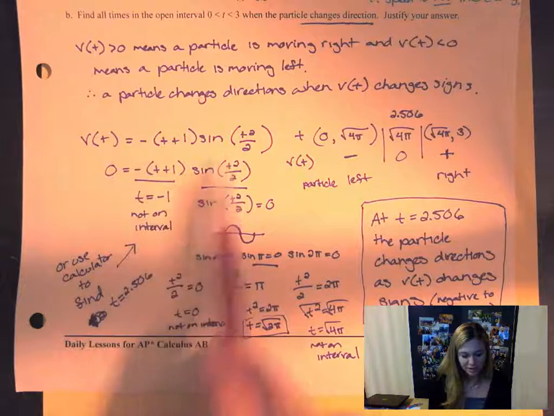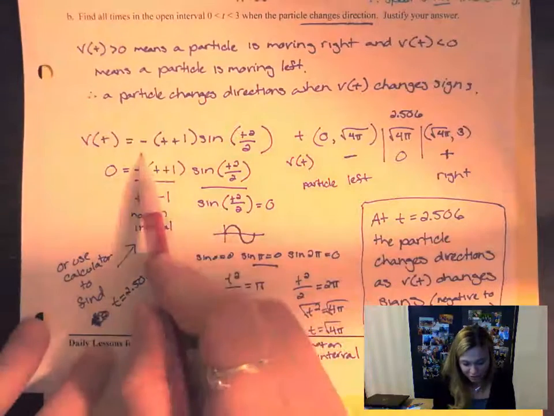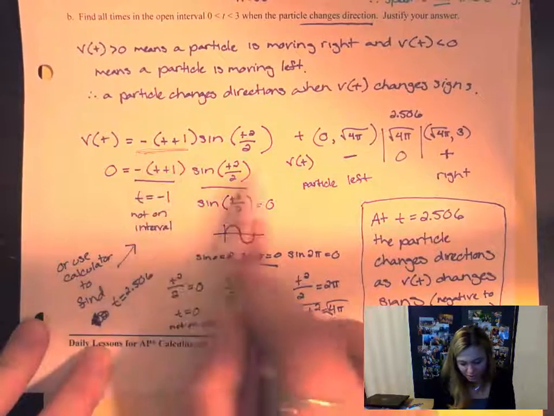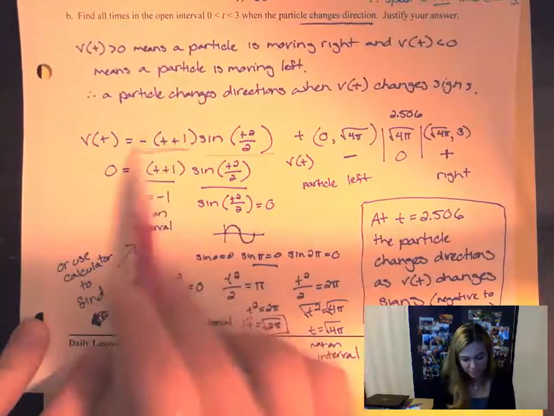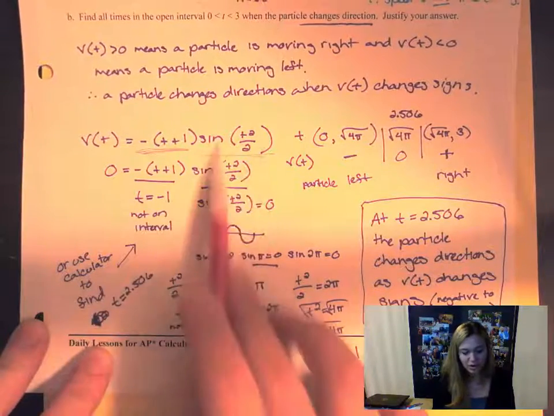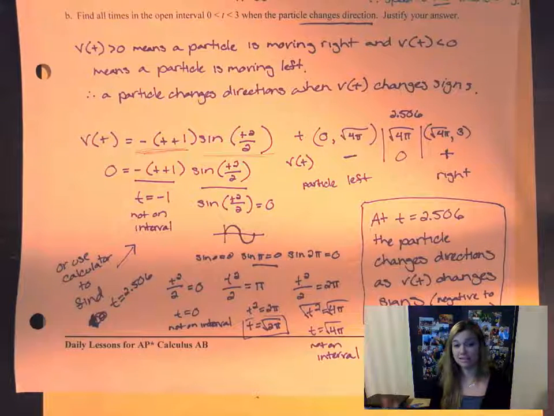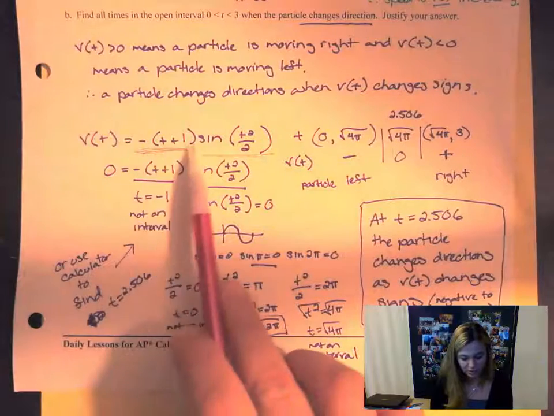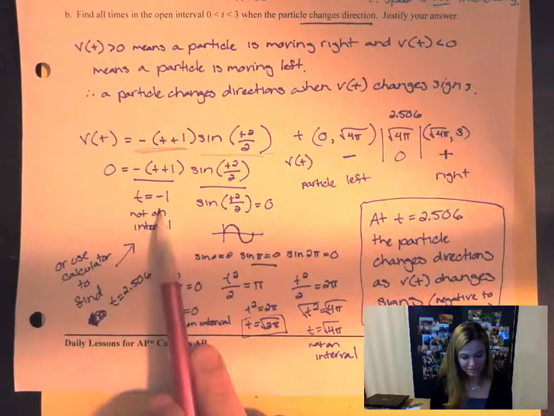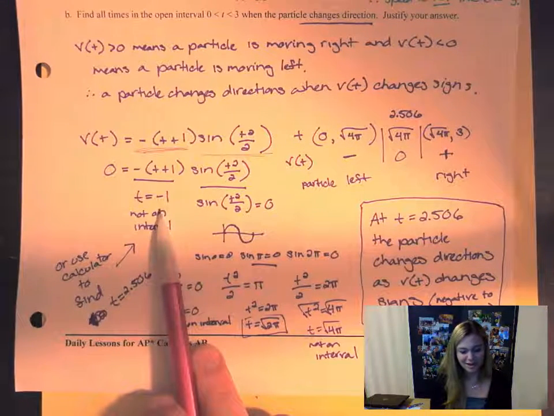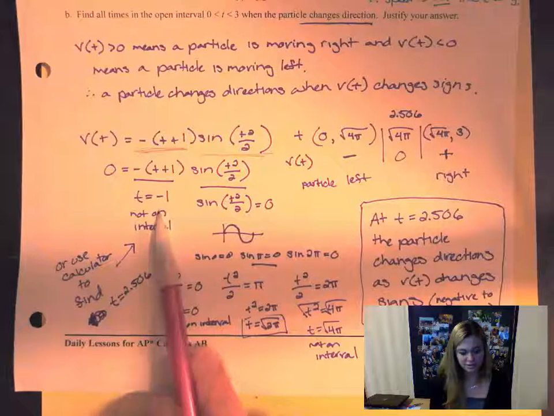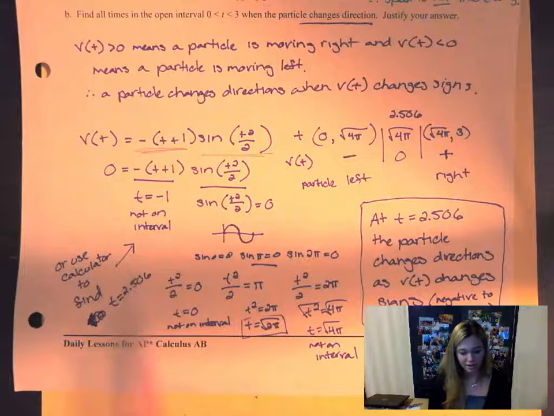Here's my velocity. If I set up and find the 0, I'm finding when could this first part be 0 or when could this be 0? Because I know any number times something and I get 0 is still going to be 0. So negative t plus 1, I can see this would be at t is equal to negative 1. That's not on the interval from 0 to 3 as given, so I don't have to worry about that.